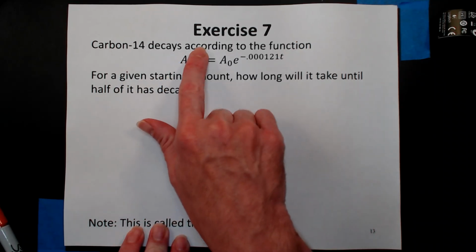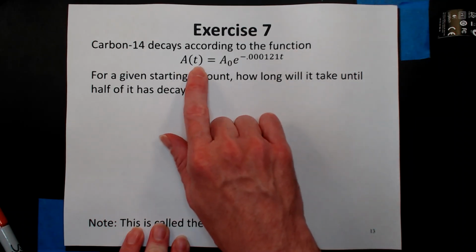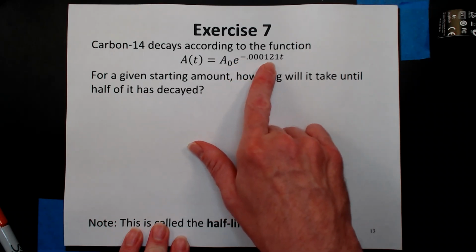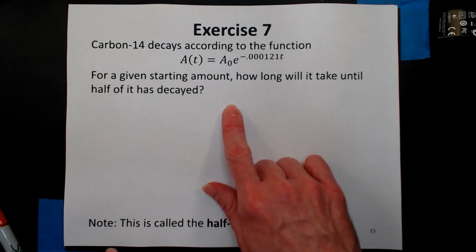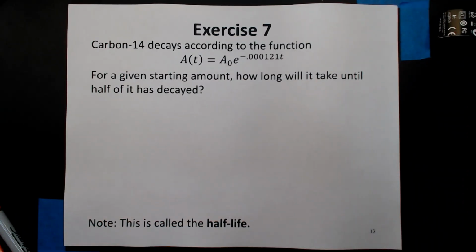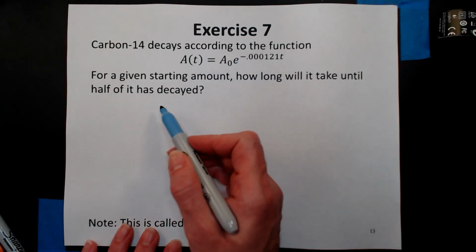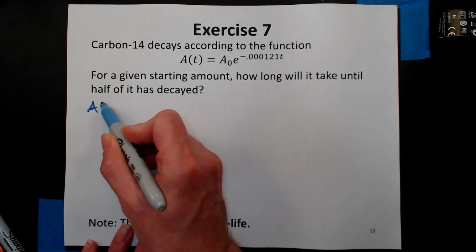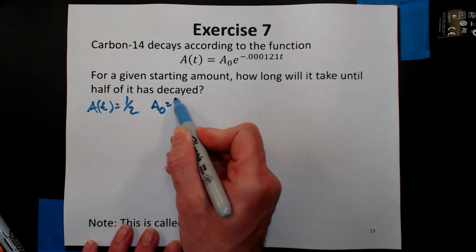carbon-14 dating. In exercise 7 it says carbon-14 decays according to the function A of t equals A sub 0 e raised to the negative 0.000121 t. We're given a starting amount. How long will it take until half of it has decayed? It may give you various starting amounts, but we'll just say the starting amount is going to be 1. That means half of it has decayed, so I want my A of t to be a half, and my A sub 0 is going to be equal to 1.